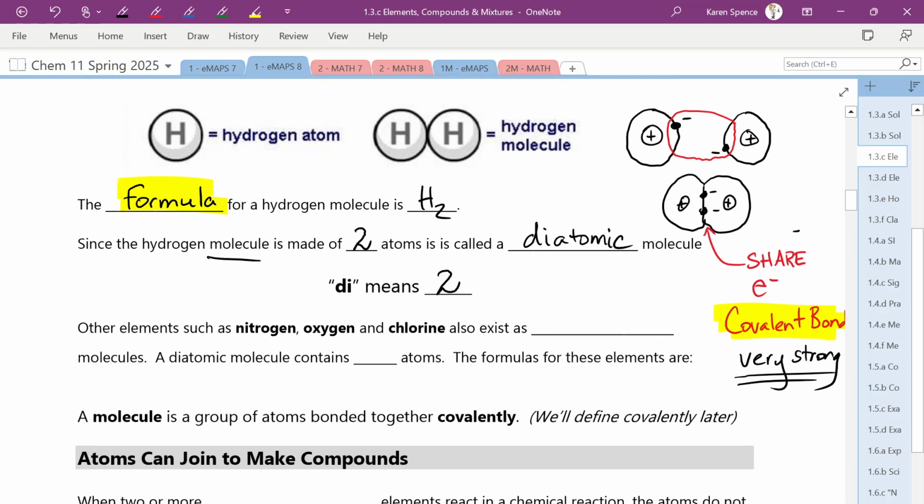Other elements such as nitrogen and oxygen and chlorine also exist as diatomic molecules because they all contain 2 atoms. I would like you guys to write the formulas for these elements, nitrogen and chlorine and oxygen.